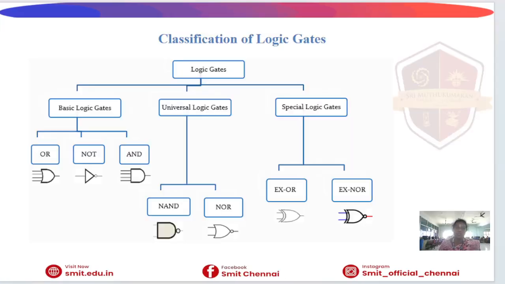The classification of logic gates: the basic logic gates are OR, NOT, and AND. The universal logic gates are NAND and NOR, and the special logic gates are XOR and XNOR. So we have the basic gates, and the derived gates, that is the universal logic gates and the special logic gates.